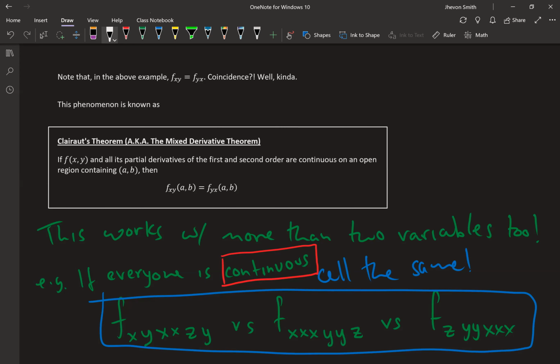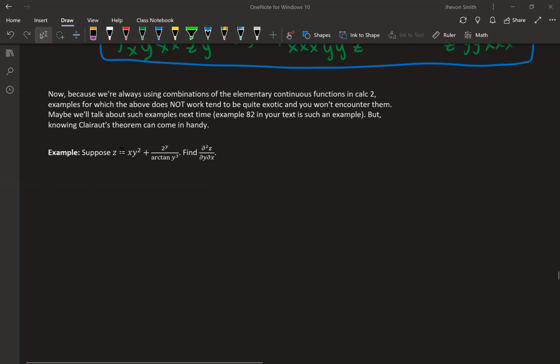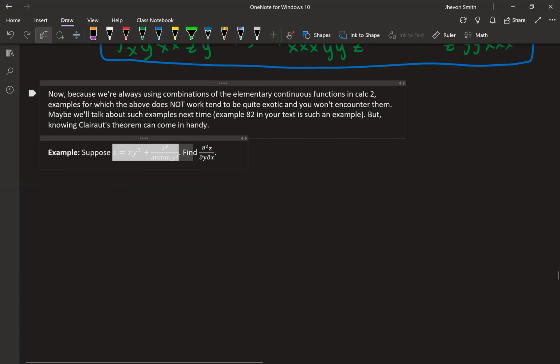So Clairaut's theorem says, as long as the function and the partial derivatives are continuous, then the order in which you take the partial derivatives is going to give you the same answer. Now, this is nice because, one, it will allow you to get away with a lot of stuff. So for example, suppose I had this example right here, and I wanted to find the second order partial.